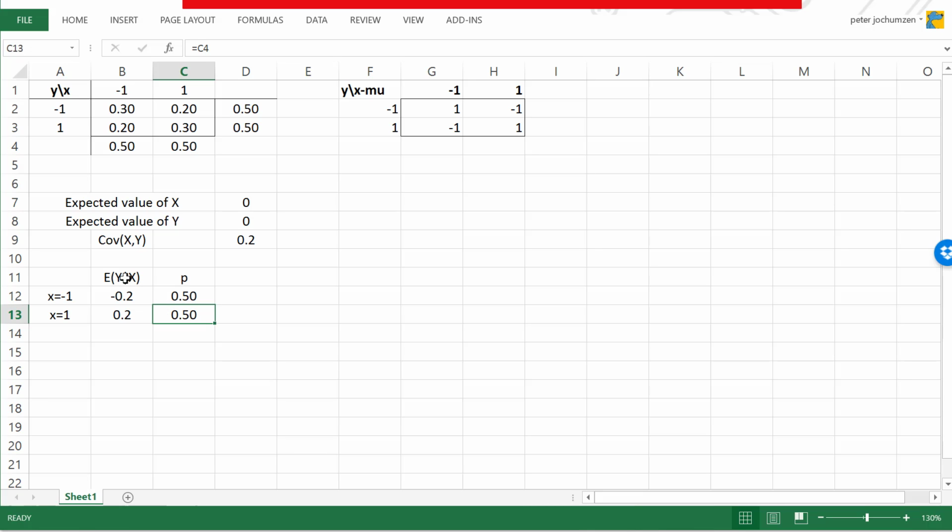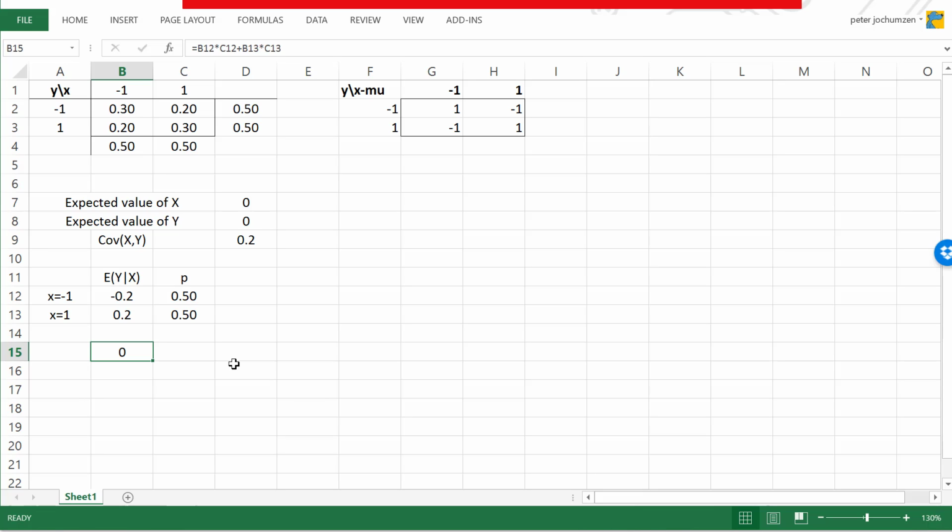That in turn means that this conditional expectation has an expected value. So I can calculate the expected value of this conditional expectation. And that's pretty straightforward. We know how to do that. Just take the outcome, multiply by the probability, add the second outcome, multiply by its probability. And we see that the expected value of the conditional expectation is 0.